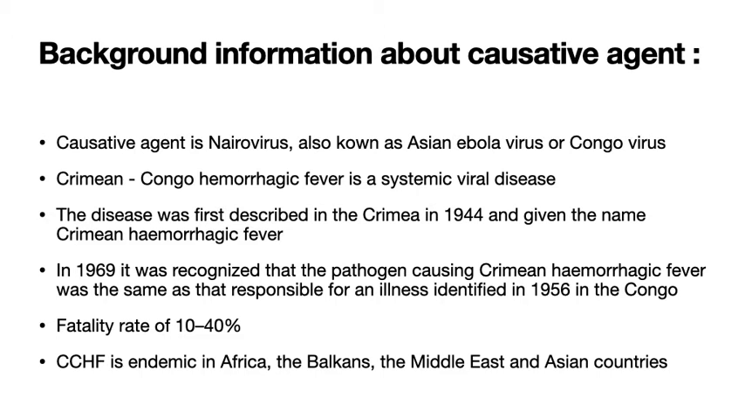The disease was first described in Crimea in 1944 and given the name Crimean hemorrhagic fever. In 1969, it was recognized that the pathogen causing Crimean hemorrhagic fever was the same as that responsible for the illness identified in 1956 in the Congo. The linkage of the two place names resulted in the current name for the disease and the virus. CCHF is endemic in Africa, the Balkans, the Middle East, and the Asian countries at this time. The fatality rate of this virus is 10 to 40%.